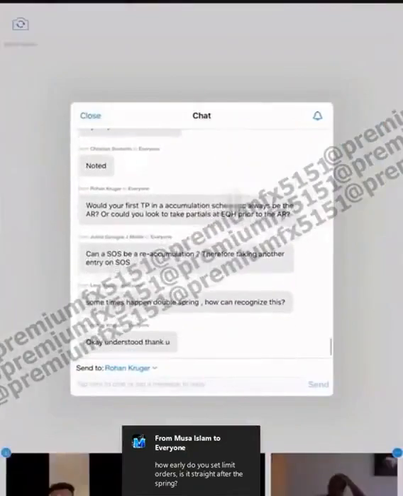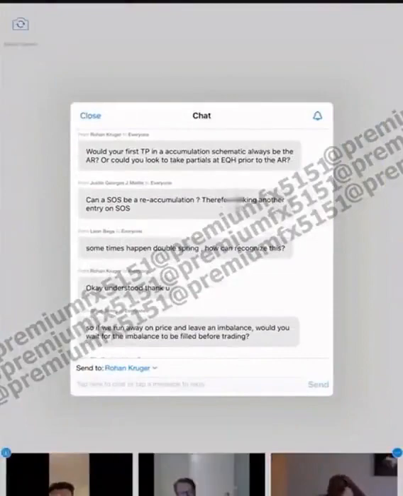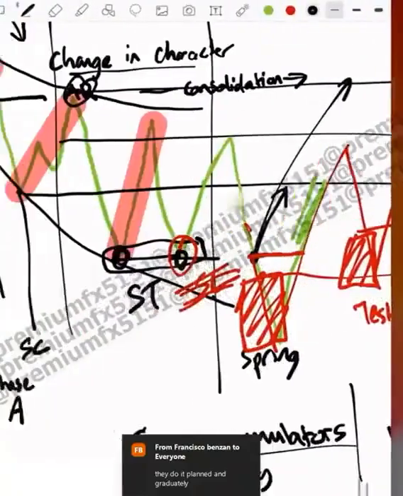Can the sign of strength be in reaccumulation? Yes. Therefore, taking another entry? Yes. That's exactly what I did on my CAD JPY trade. I saw the spring happening, and on the 1 minute time frame, I saw a reaccumulation, so I entered that. I'll show you because I think it's in this PDF.